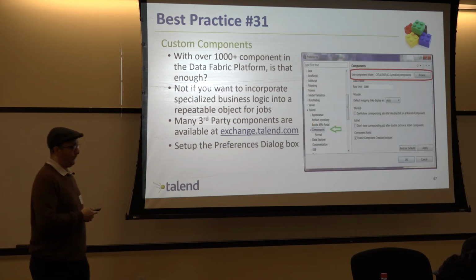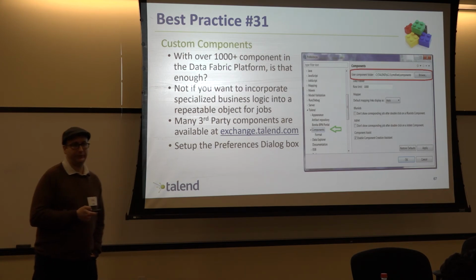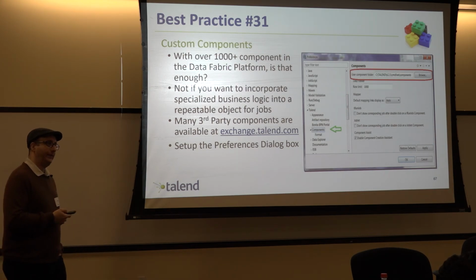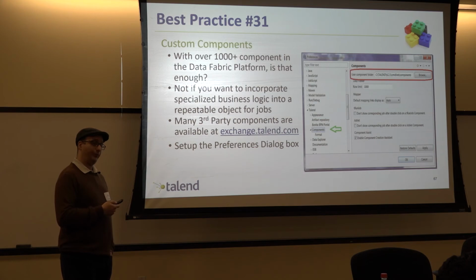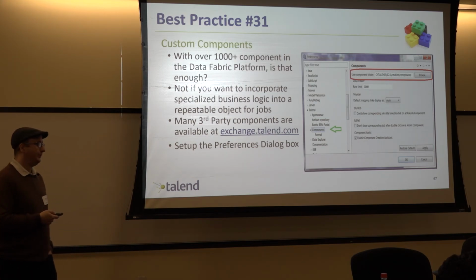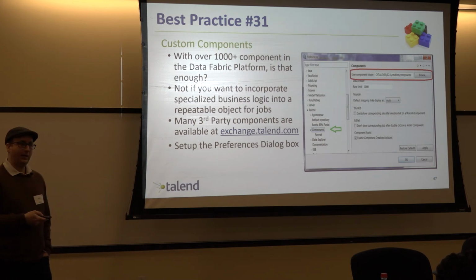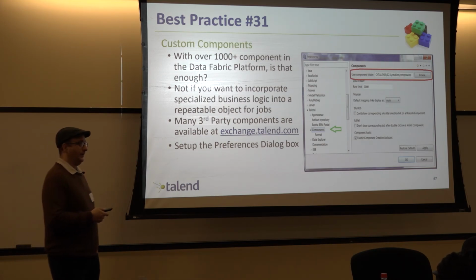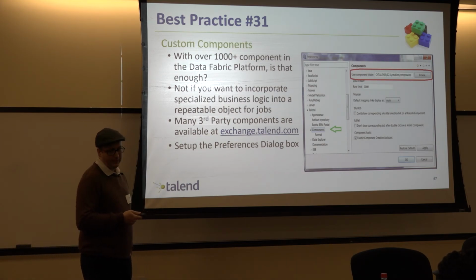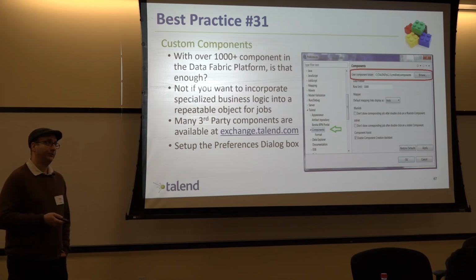All right, so we have over 1,000 components built into Studio, but in the event that you don't find what you're looking for, you may want to start looking at third-party components, right? We have an exchange. It's exchange.talend.com. There's a lot of components out there that folks have developed and put out there. One example would be Google Analytics.